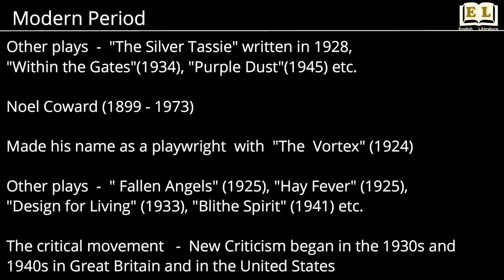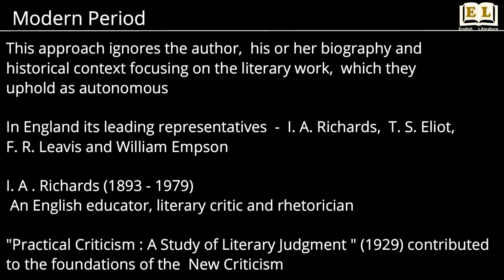The critical movement called New Criticism began in the 1930s and 1940s in Great Britain and in the United States. This approach ignores the author, his or her biography, and historical context, focusing on the literary work, which they uphold as autonomous. In England, its leading representatives are I.A. Richards, T.S. Eliot, F.R. Leavis, and William Empson.